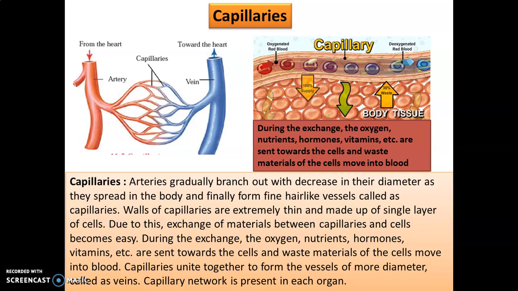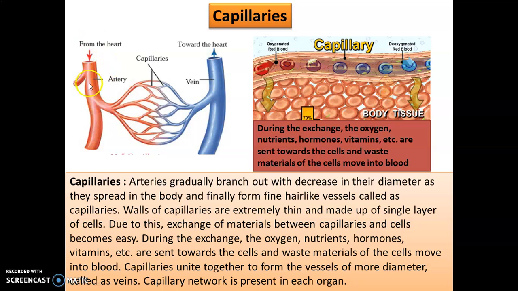Okay. Now we have the capillaries. What are the capillaries? You can see in this diagram that there are arteries and veins, this is the main one. Then you can see that it is becoming small and the same thing forms the capillaries. So arteries gradually branch out with a decrease in their diameter as they spread in the body and finally form a fine hair-like vessel called capillaries.